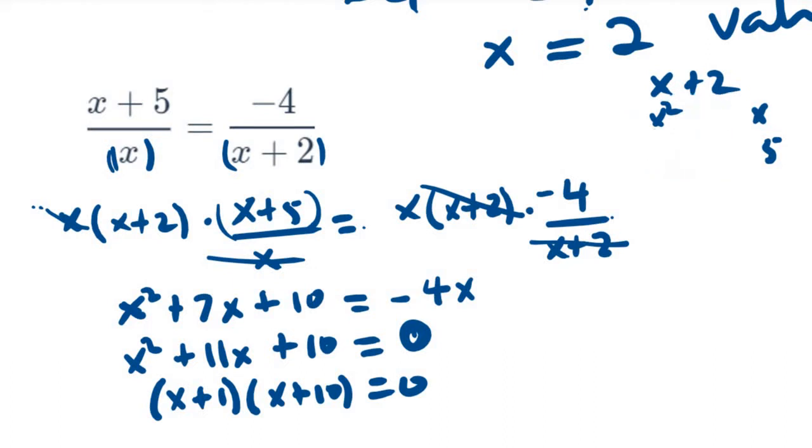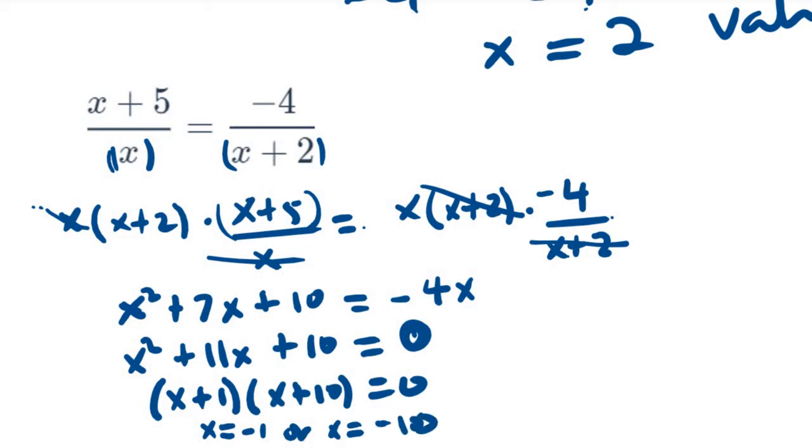Now let's remove all this so we can use the space. So now we can set each factor to 0, so it will be x equals -1 or x equals -10. We can test the denominator to be sure that none of this is going to create an extraneous solution. x equals -1 doesn't cause any trouble, neither does x equals -10. So the final answer to this is x equals -10 or x equals -1.